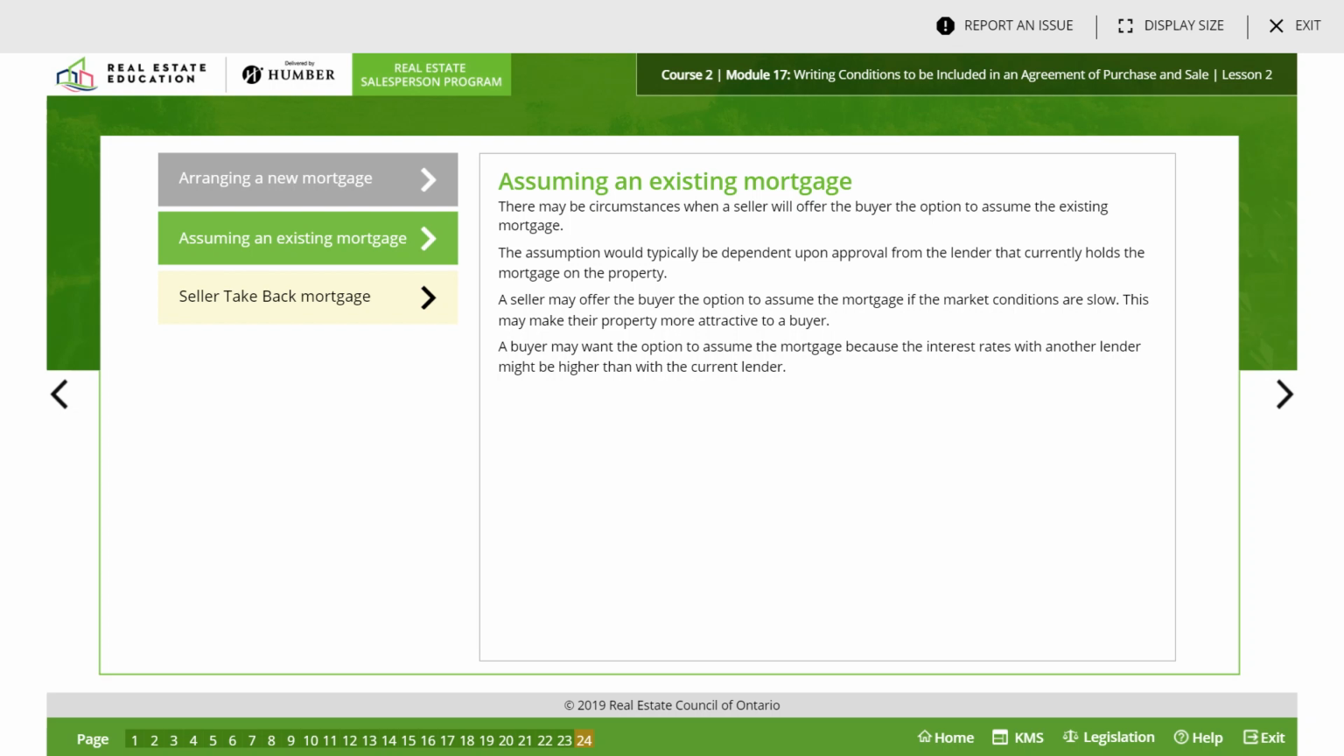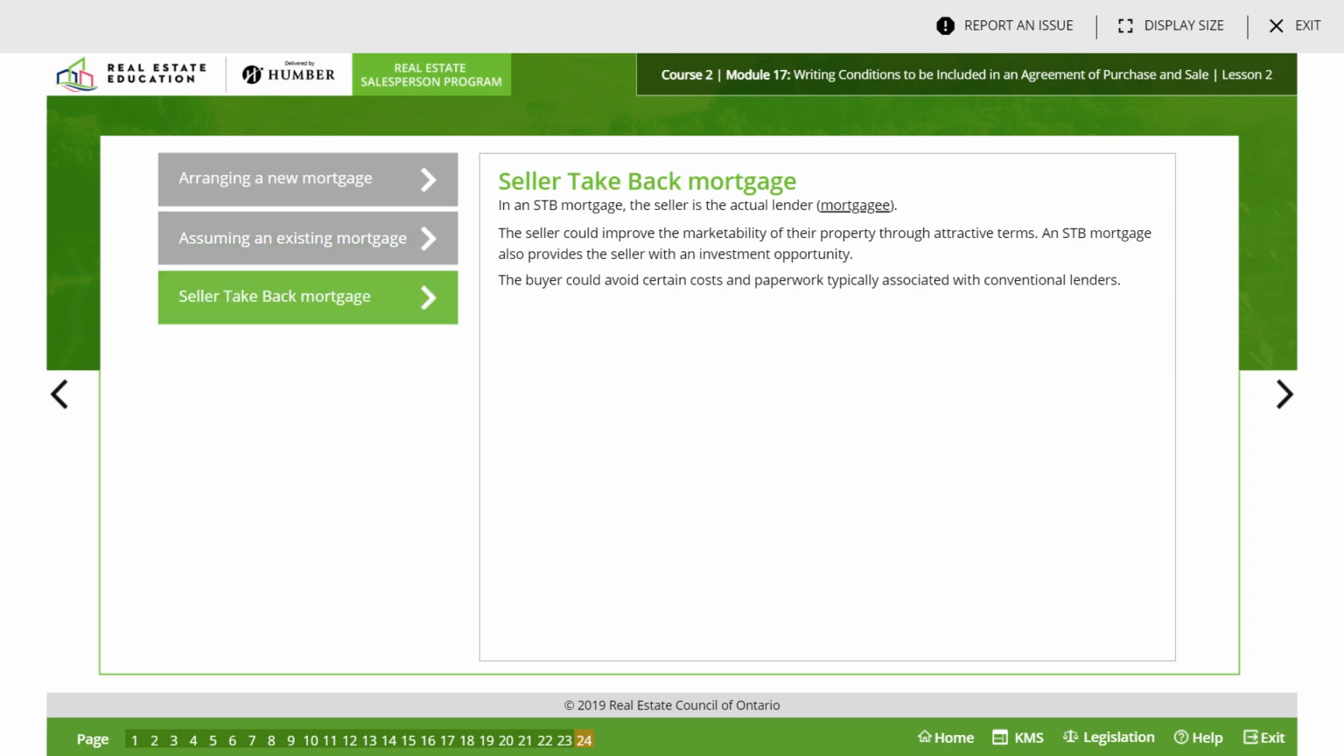Assuming an existing mortgage. There may be circumstances when a seller will offer the buyer the option to assume the existing mortgage. The assumption would typically be dependent upon approval from the lender that currently holds the mortgage on the property. A seller may offer the buyer the option to assume the mortgage if the market conditions are slow. This may make the property more attractive to a buyer. A buyer may want the option to assume the mortgage because the interest rates with another lender might be higher than the current lender.